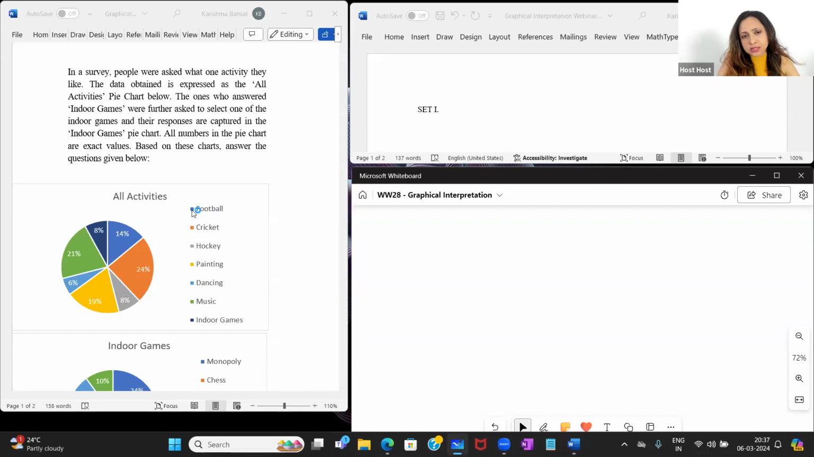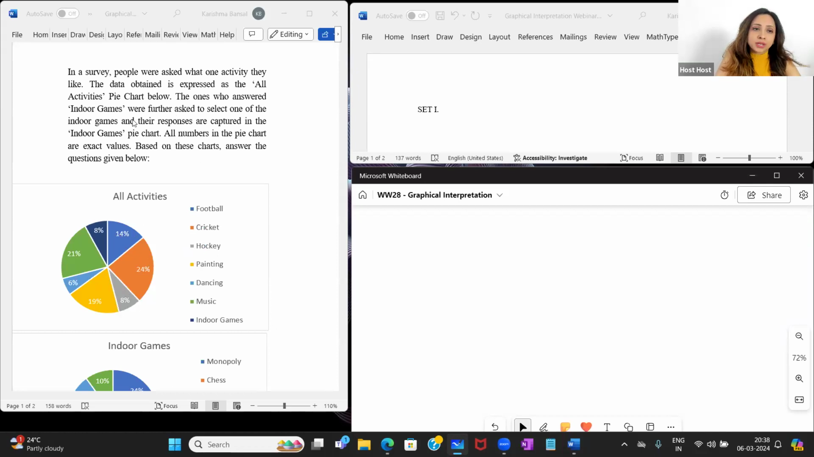Now, the football is represented by a blue part. Of course, there is another blue. Dancing is also blue, and there are 2 blue. In case you're getting a little confused which one it is, don't worry, start in sequence. Look, it seems to be this blue, right? Football. Next is cricket. I do see this is orange. Next in line is gray, the 8%. Next in line is hockey, which is 8%. Then yellow, painting. So this all adds up. So I know that it is starting from this football is my 14%, cricket is my 24%, and so on and so forth.